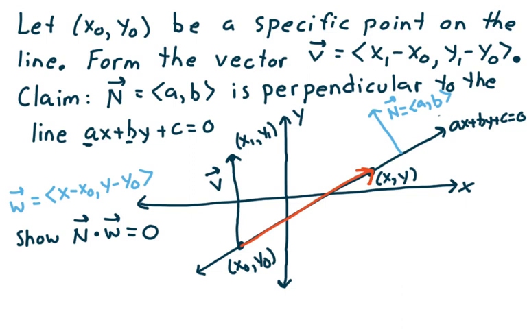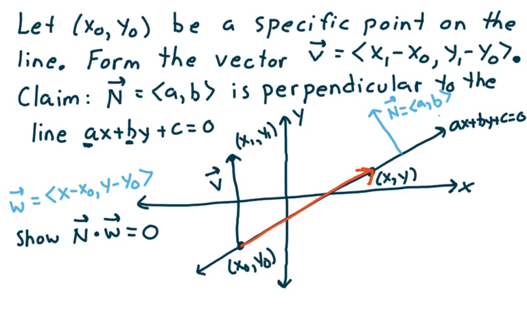So this is vector v. Now, here's the claim. The claim is n, which is equal to the vector (a, b), is perpendicular to the line ax plus by plus c equals 0. And if you notice, I'm forming n by the coefficients of x and y respectively. Now, I want to give you an idea of why that vector is perpendicular to the line.